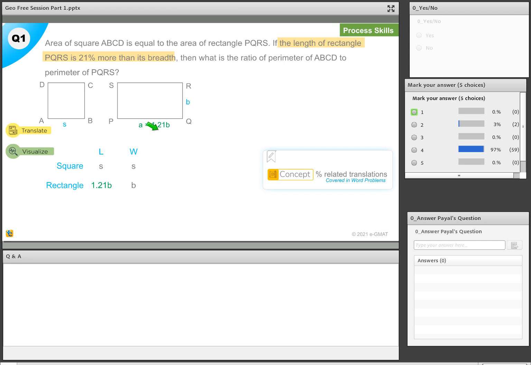Now, for those of you who did not do this translation correctly, and there are a couple of you, you need to build your conceptual understanding of how to do percent related translations. That's a translation process skill, and it's covered in word problems. So definitely spend the time in enhancing your skill set there. But let's move forward. Now, what is it that we need? What's given to us is that the area of square ABCD is equal to the area of rectangle PQRS. So you calculate the area.